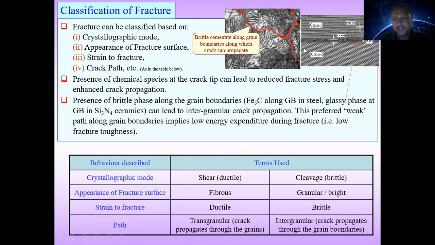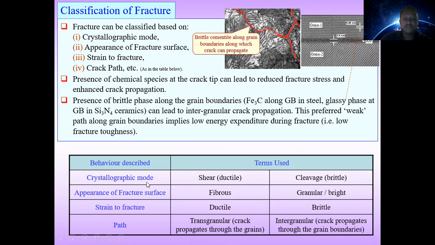So we can see here there is a transition. These are grain 1 and grain 2. There is also a transition here. So this is the weak path along grain boundary. And there is brittle cementite along the grain boundary along which the crack can propagate, presented here.